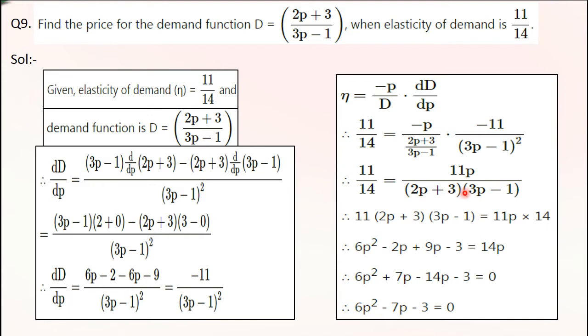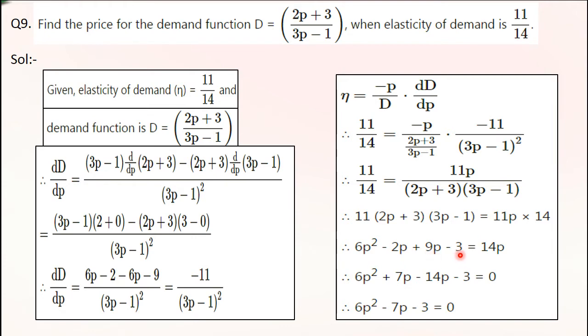11 can also be cancelled in this step only, since we cross multiplied both the LHS and RHS functions. 11 into (2P plus 3) into (3P minus 1) is equal to 11P into 14. That means we will cancel 11, then expand the remaining brackets, that is 6P square minus 2P plus 9P minus 3 is equal to 14P.